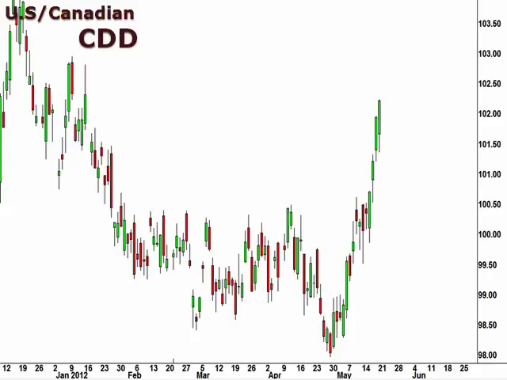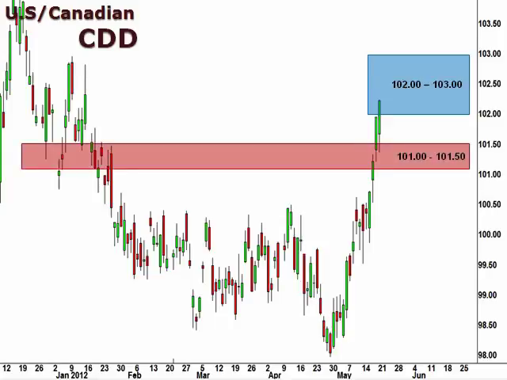Let's take a look at the US dollar versus the Canadian dollar as seen here in the ISC FX Options pair value CDD. The CDD closed above 102 last week and may push towards 103 as the trend remains strong to the upside. 101, 101.5 assumes the role of near-term support, and we are open to a retracement to test this level after such a move higher last week.